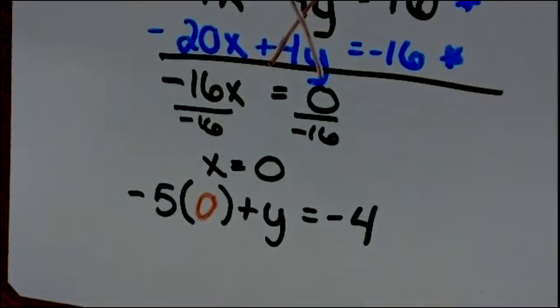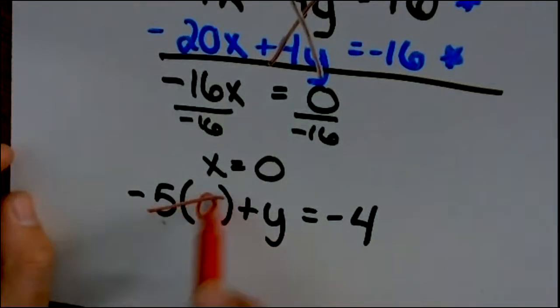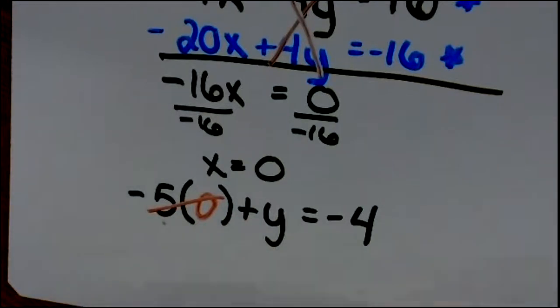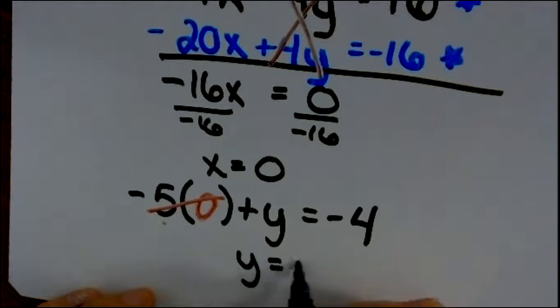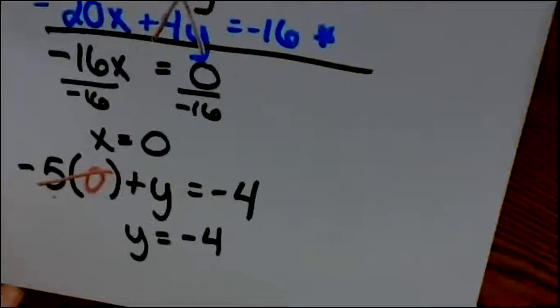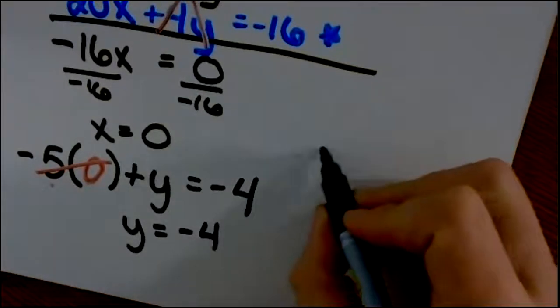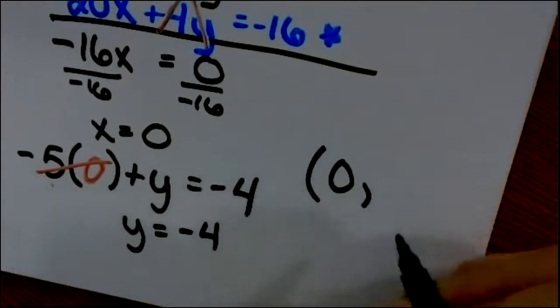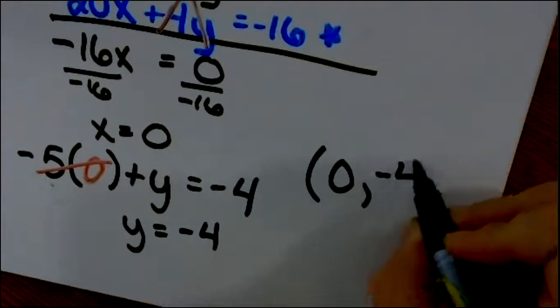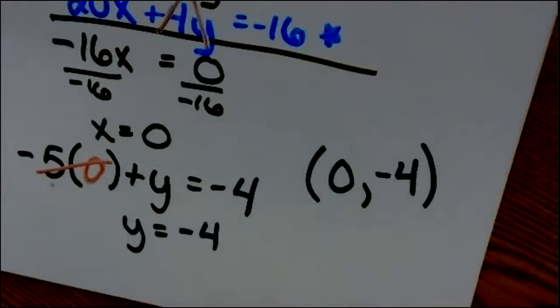Well, I know that negative 5 times 0 is just 0, so that's gone. So then my y value is just going to equal negative 4. So when you write your solutions, you want to write them as an ordered pair. So x comes first, and then negative 4 comes second.